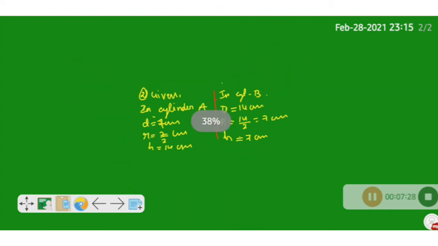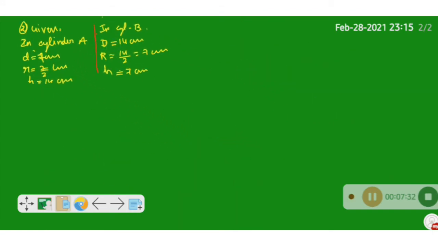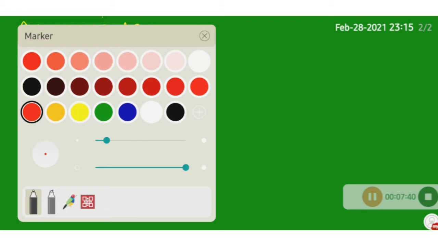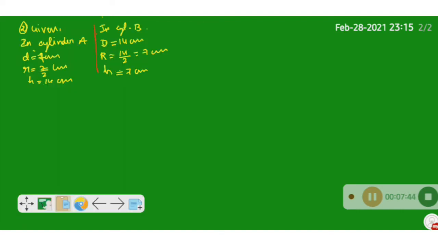So first what we'll do, we'll just predict. Whichever you feel is going to have the larger volume, just guess. You can write like, I guess cylinder blank, whichever you feel, A or B, has greater volume. So here you fill it with whatever you feel, cylinder A or B. After that we will find the volume.